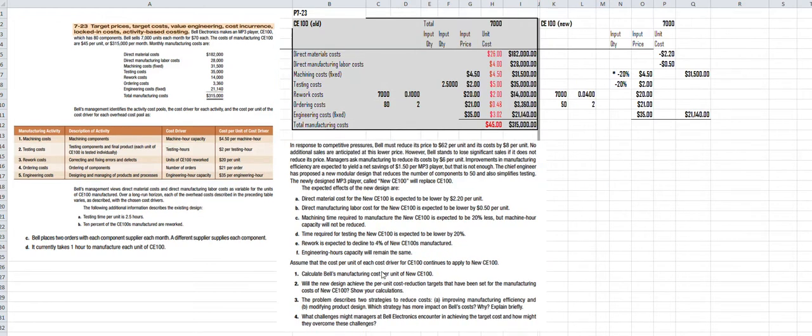So the first thing that I would do in this problem is I would take these total numbers and break them down into per unit numbers. And that's what we've done right here. And I've indicated those in red.